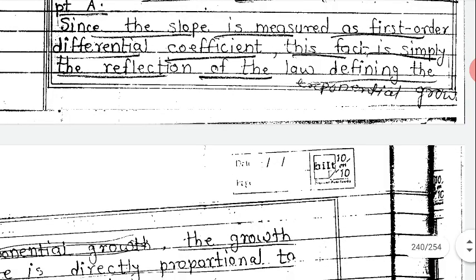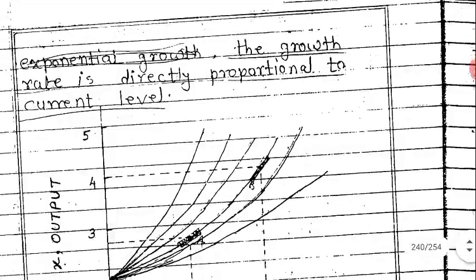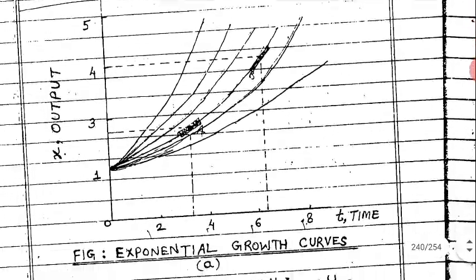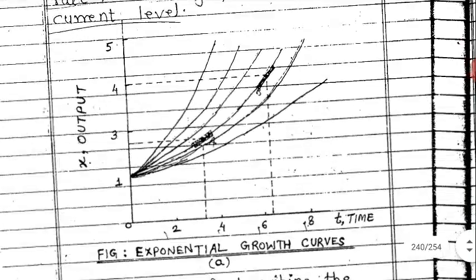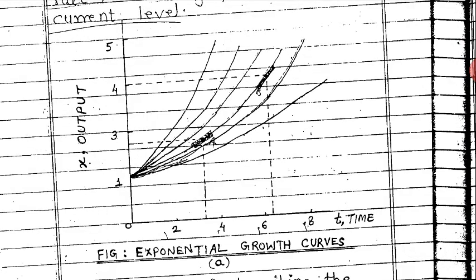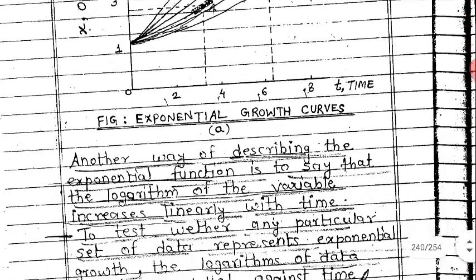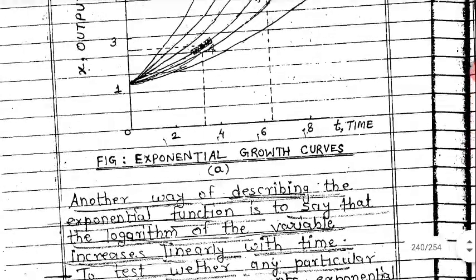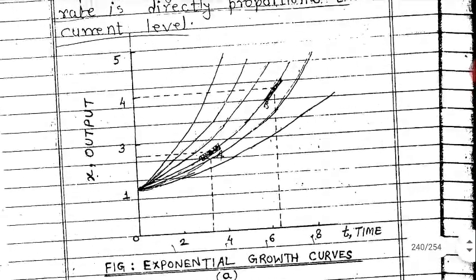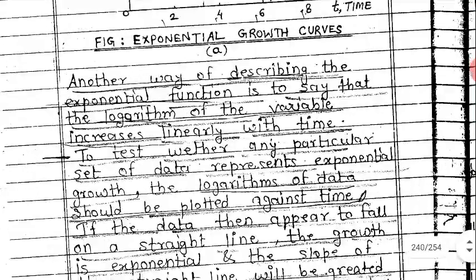So this slope is measured as a first order differential equation, and this fact is simply the reflection of the law defining the growth rate, which is directly proportional to the current level. As we can see here, the curve between x, that is output, and the time t is an exponential growth curve. One way of describing the exponential curve is that the logarithm of the variable increases linearly with time.